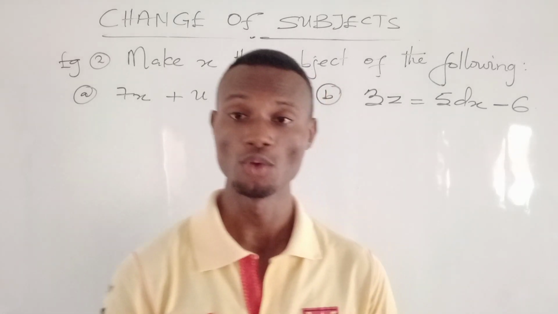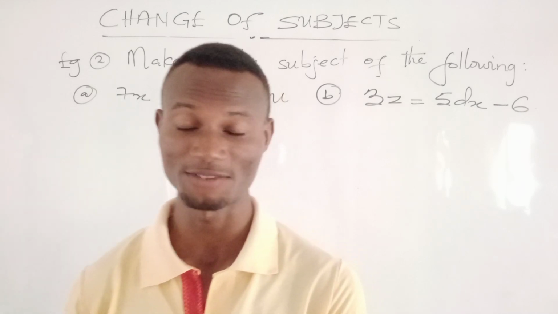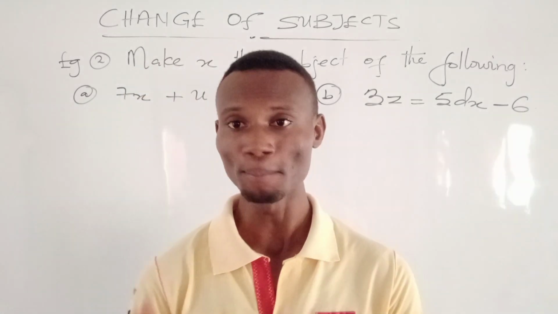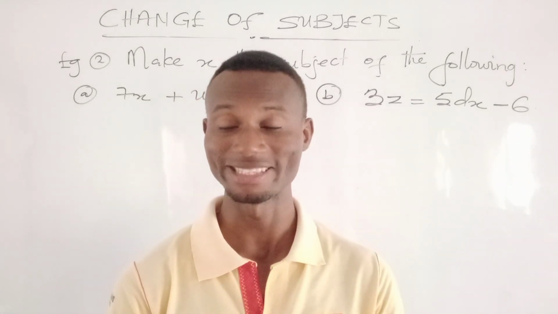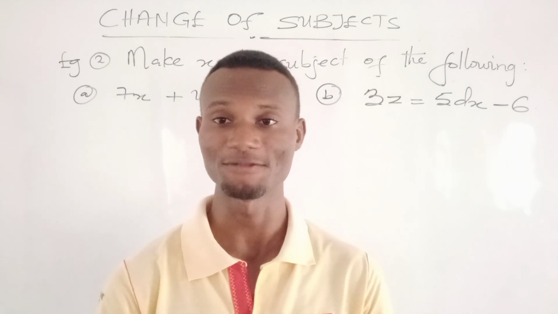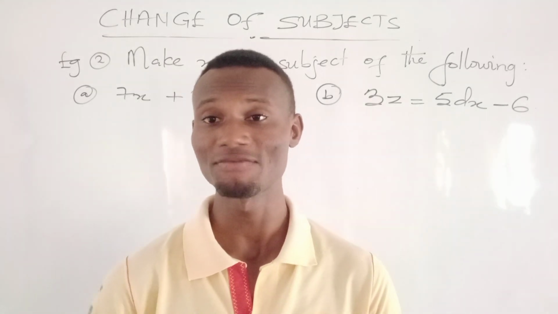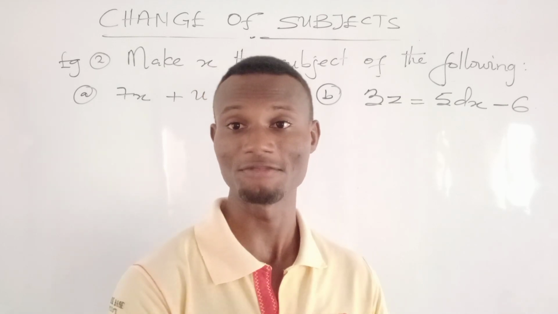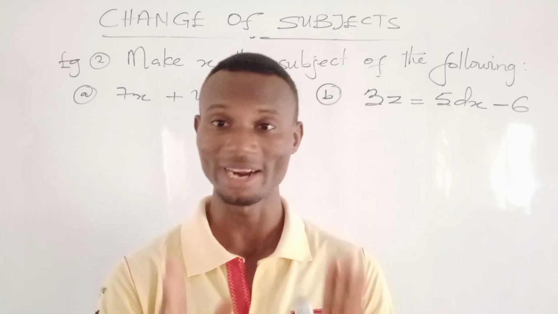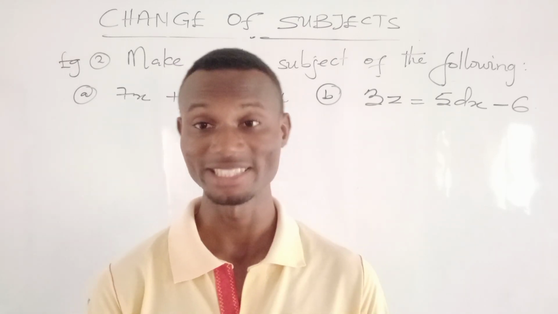That means we are to make S stand alone. I've explained to you in the first video that in simple terms, when we ask you to make a particular variable the subject in a given equation, what that means is that you have to make that variable stand alone in the equation. So everything that is attached to that particular variable we are talking about, you move it away so that that variable can stand alone in the given equation, and that is what we refer to as change of subject.